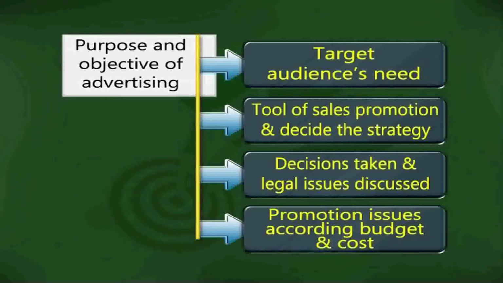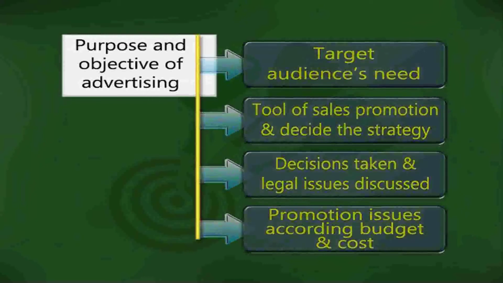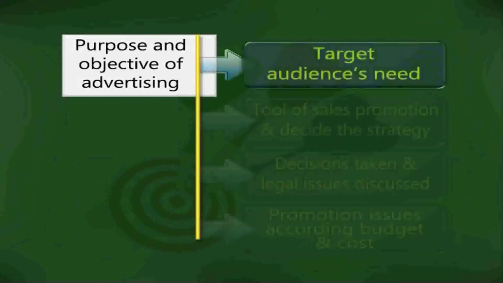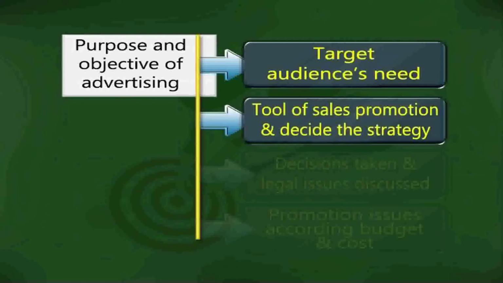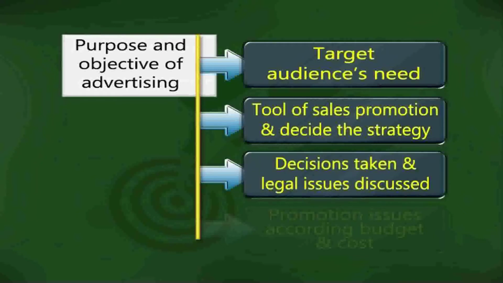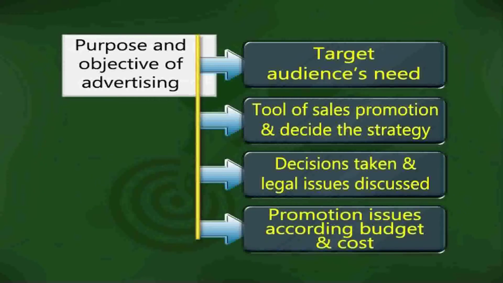Advertising is the life of all trade and all businesses. Now when we discuss the types and forms of advertising, we basically have to resort onto the kind of the purpose and the objective of what the target audiences need. The advertising as a tool of sales promotion basically tries to decide the kind of the strategy. It is the kind of decisions taken and the kind of the legal issues discussed before you take the advertising to the market. The kind of the promotion issues become important according to the budget and the cost involved.